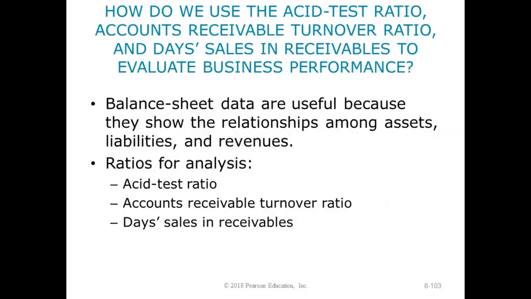So, what we're going to be looking at here is we want to see some relationships among assets and liabilities. And some of these ratios that we're going to be looking at here to evaluate my business performance are the acid test ratio, AR turn ratio, and days sales.